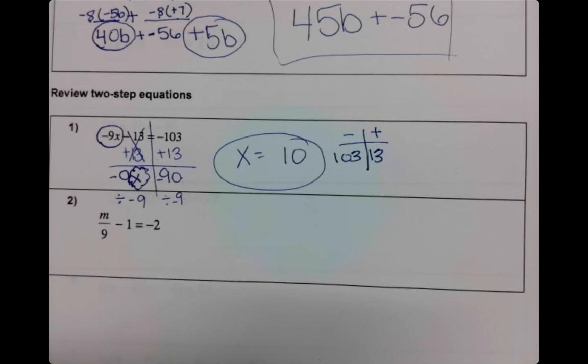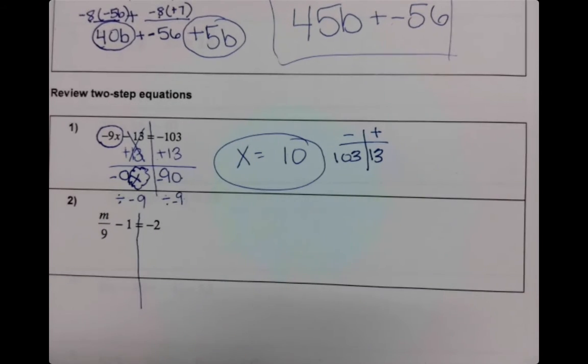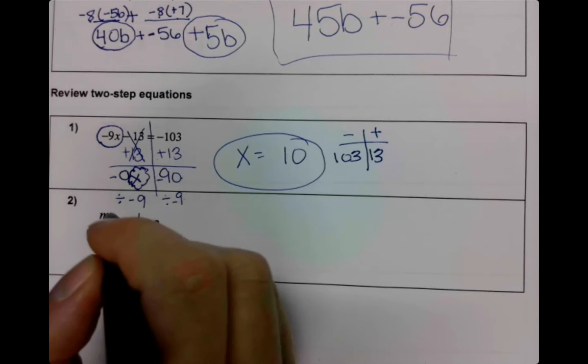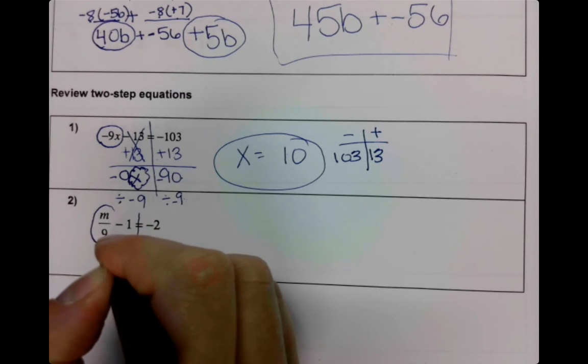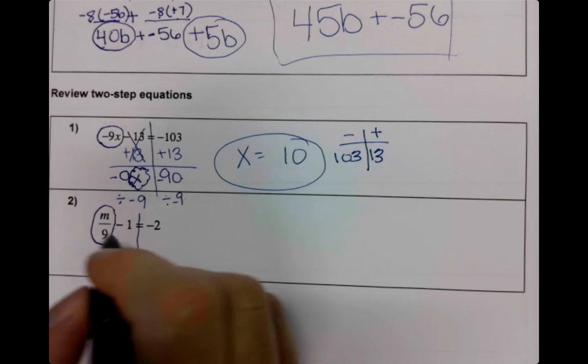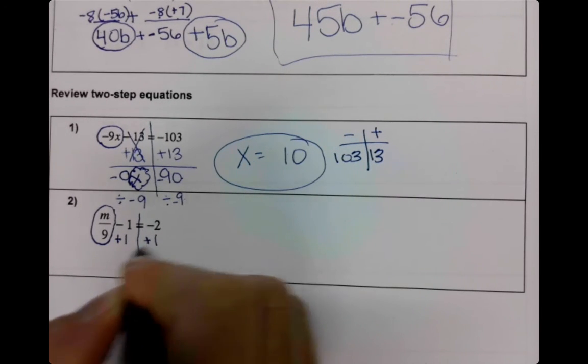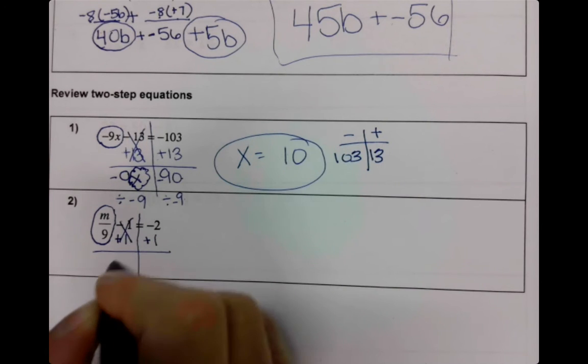All right, for number 2, what is our first step? Draw our barrier. What's our second step? Circle what you want to get alone. Way to go, guys. Look at you going. All right, what are we moving? The -1. Good. So what's the inverse of -1? +1. Good. That cancels out.